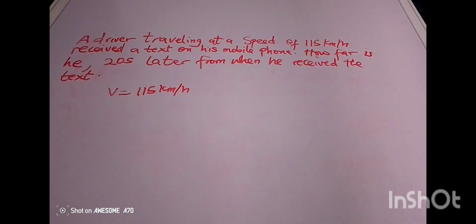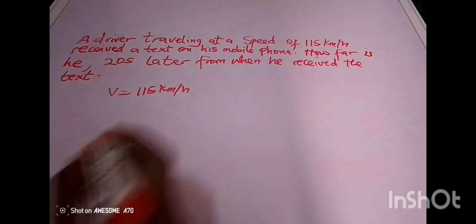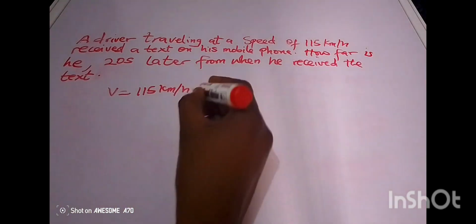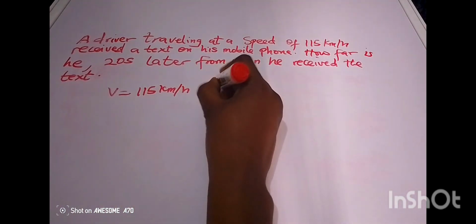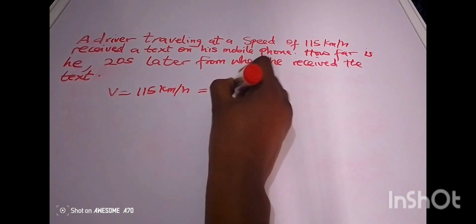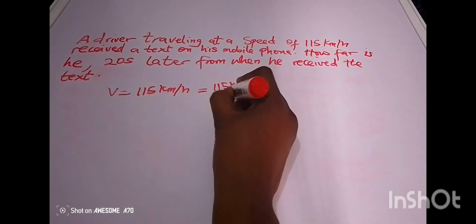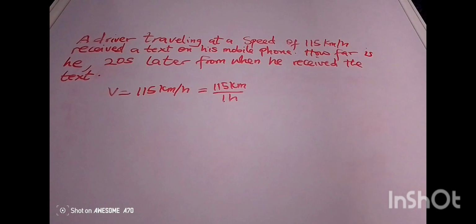But remember that in physics, the SI unit for speed is not kilometer per hour, but rather meter per second. So let's quickly convert this one to the appropriate SI unit. So how do we do that? Now, 115 kilometer per hour simply means that the body covers 115 kilometer in 1 hour. That's what it simply represents. So let's convert each of the parameters into the SI unit.